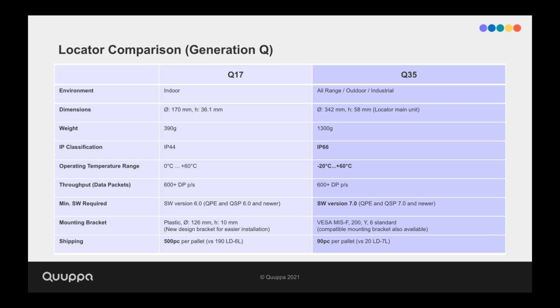One thing to note, and the difference between the Q17 and the Q35, is that the Q17 is supported by software version 6.0 or anything newer. However, the Q35, as it's a new product, will require software version 7 or newer. Again, with the mounting bracket, the Q35 does support the VESA 200 mounting standard. However, we are able to provide some compatible mounting brackets if it's required. But as said previously, this allows for you to choose your own mounting.